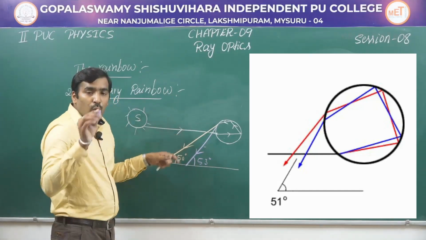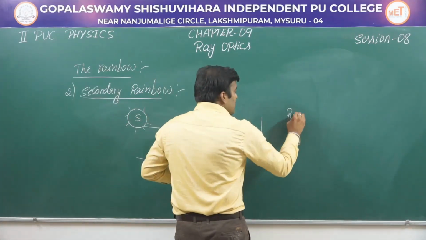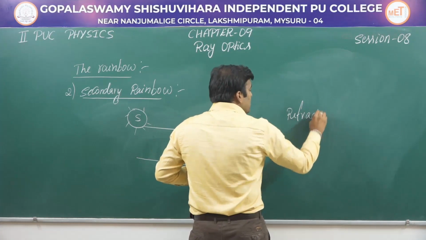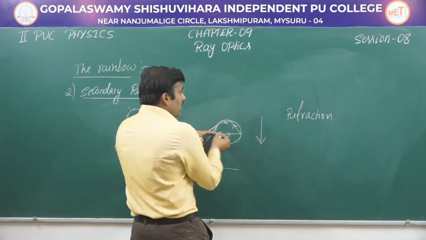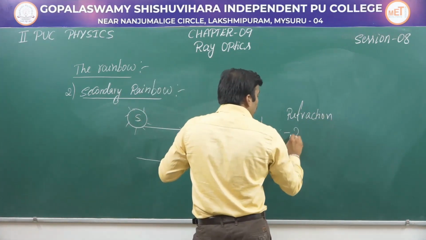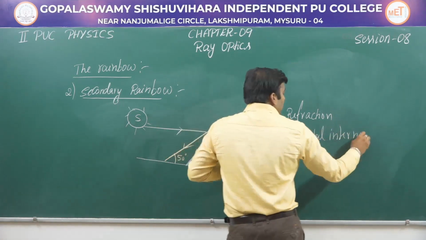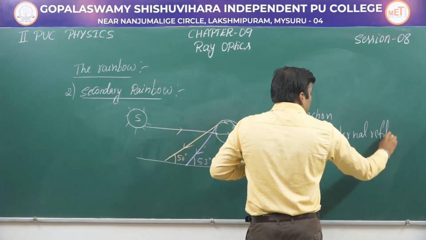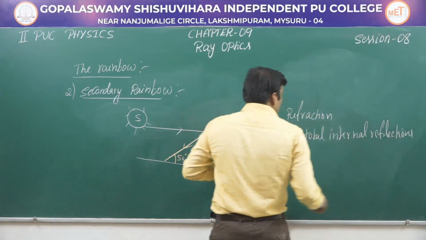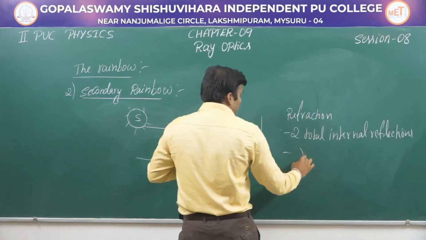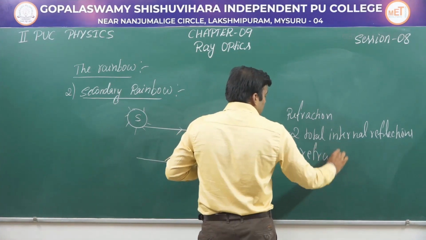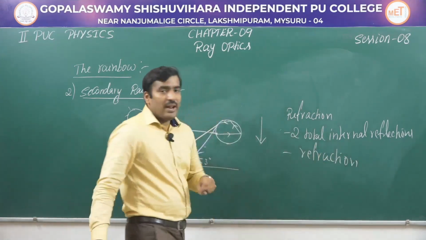So this is a 4-step process. Let's write that. It's a 4-step process. First a refraction here, then 2 total internal reflections, and finally a refraction.